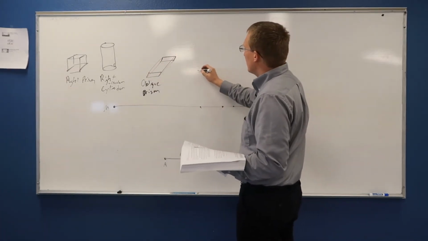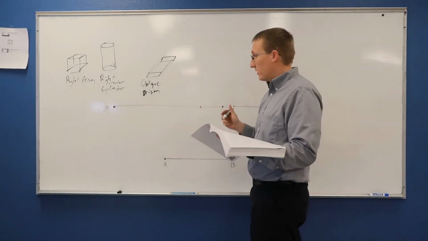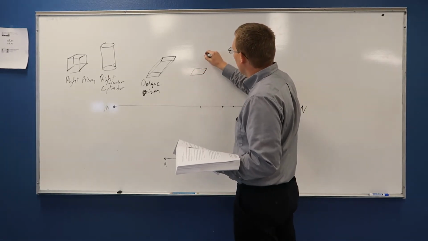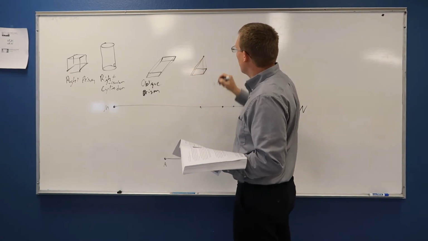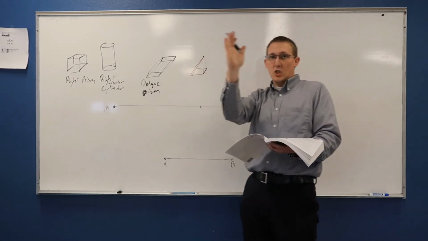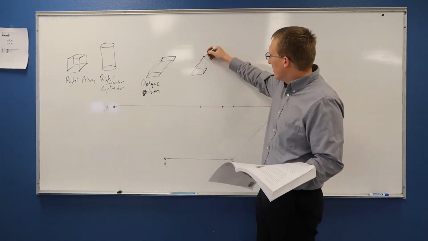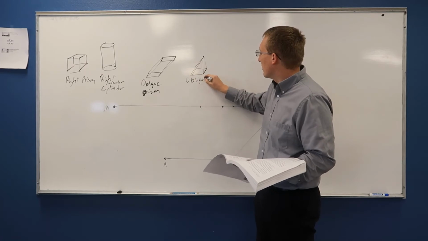Oblique pyramid. So we dealt with pyramids in the last unit, 5.11. If we've got a pyramid that looks like this, where the center isn't right above the center of the base, okay? This would be an oblique pyramid.